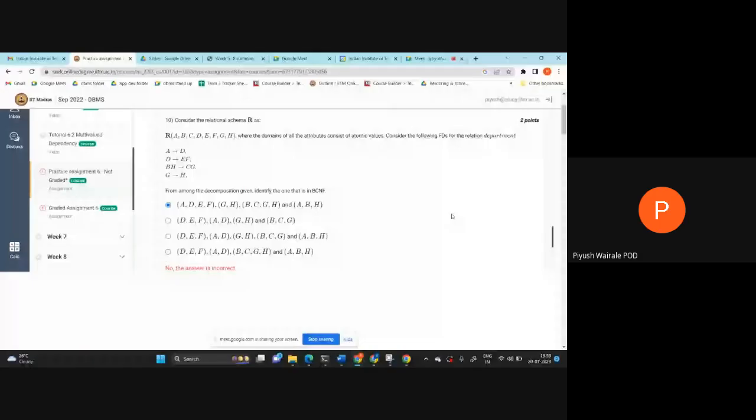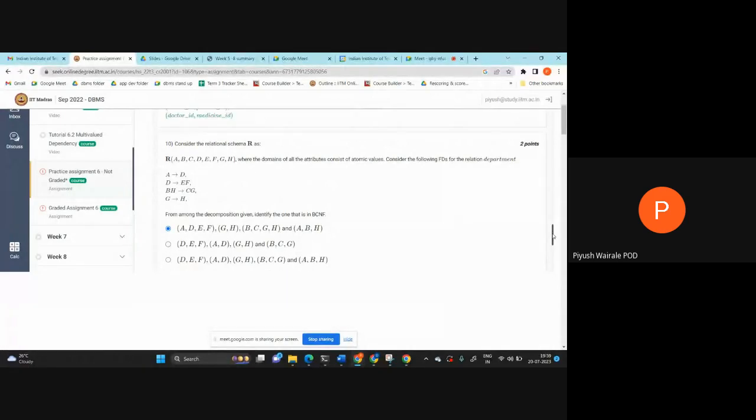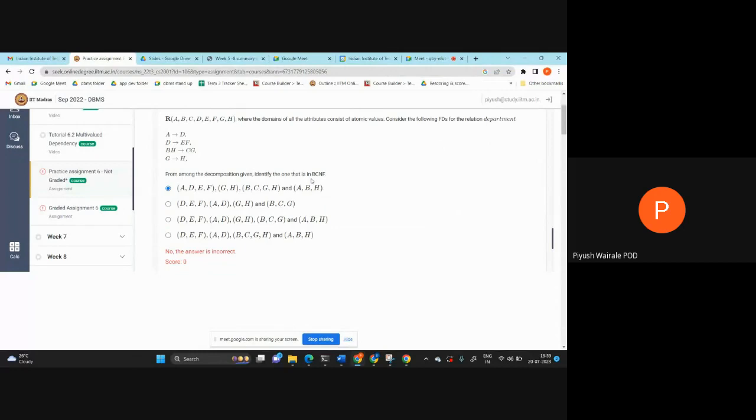Say for example, let me share. So this is question number 10, right? I'm talking about this. Try to solve this. Here we need to identify, from among the decompositions given, the one that is in BCNF, right? So we have 4 options. Each and every decomposed relation must be in BCNF, right? Here I think it is easy. Just find out the candidate key and see whether it is there on the left hand side or not.